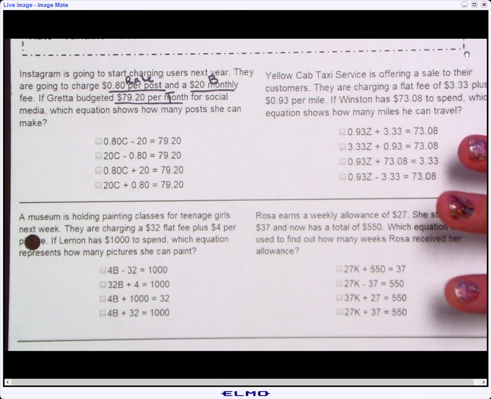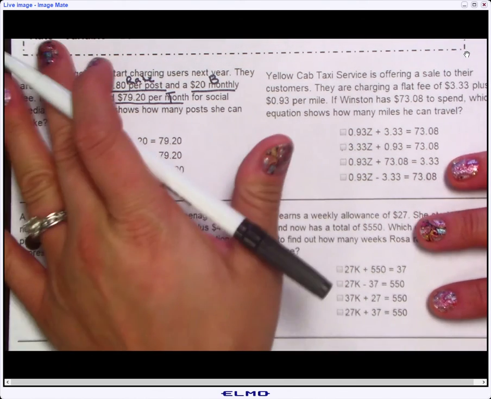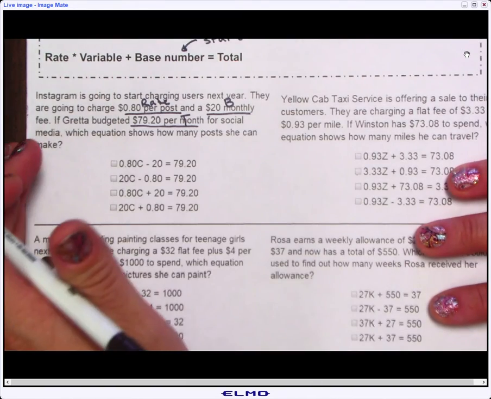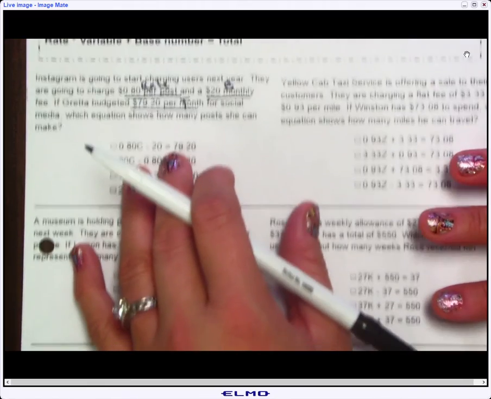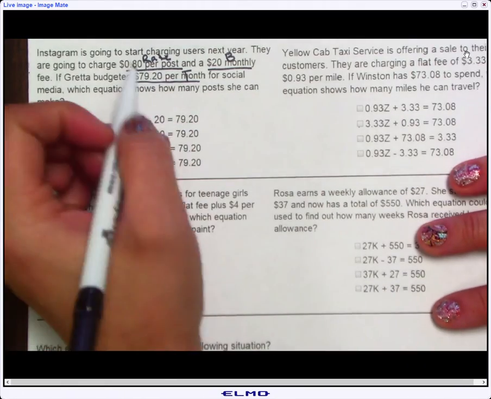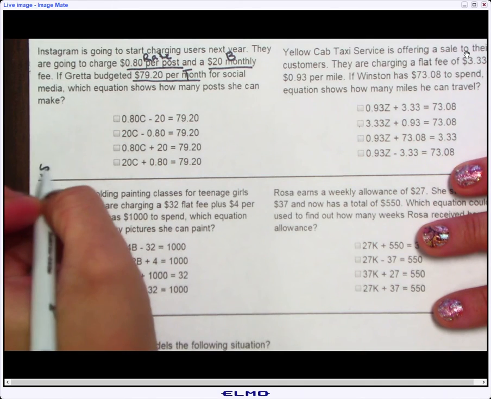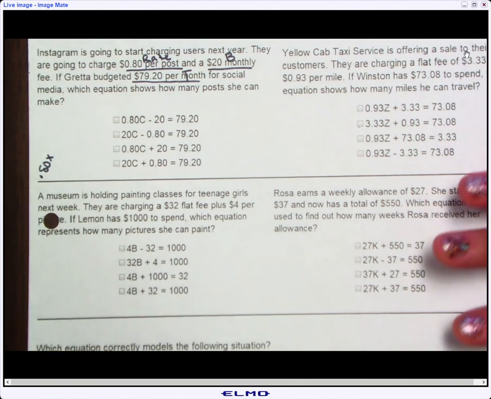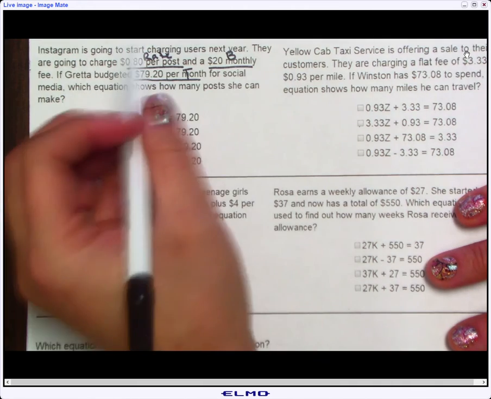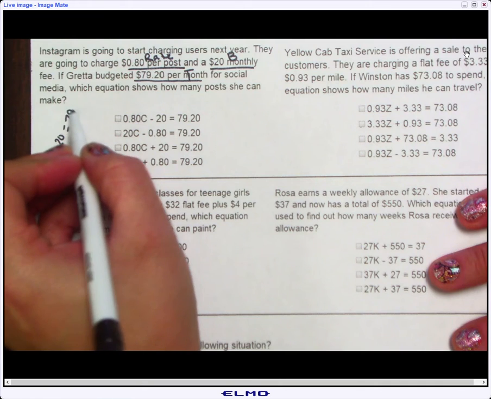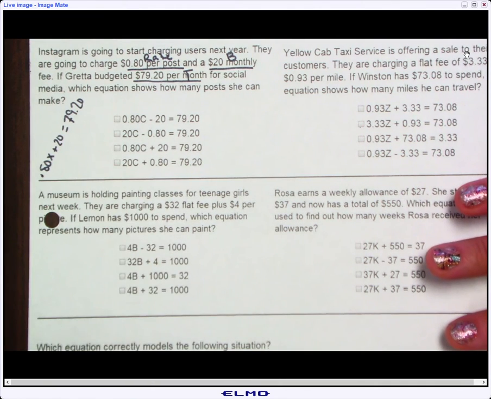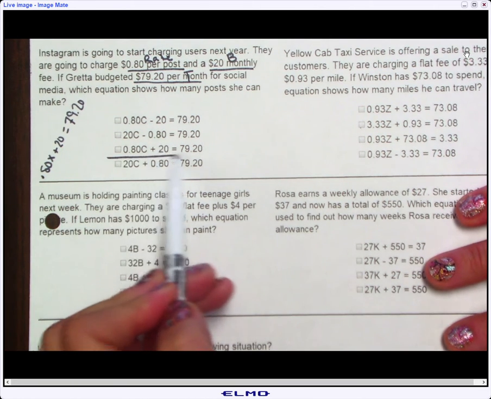So knowing that, even though this is multiple choice, I'm going to put it in the format and then just take a look at which one matches and not worry about trying to get everything to match up on the first time I eyeball it. So rate times variable, that's 0.80 times my variable. I'm just going to use X plus my base number, that's my start, her $20 monthly, equals her total of $79.20. So now I can go back through and look at which one of these matches. Oh, right here. This is the one that I want.